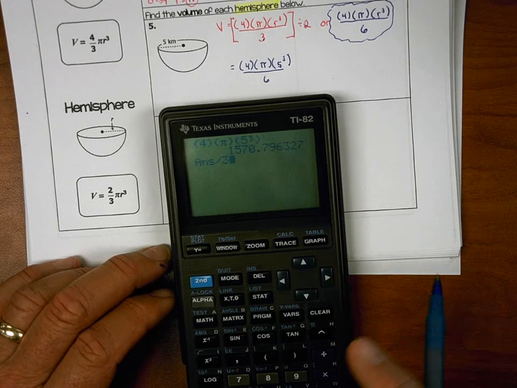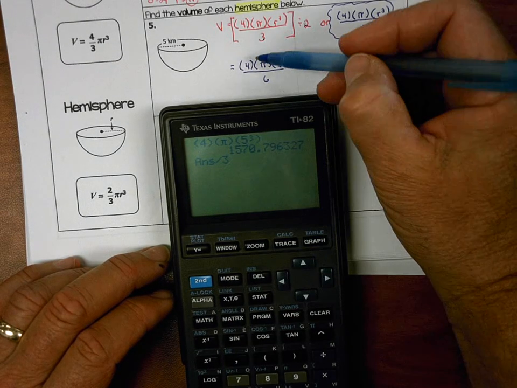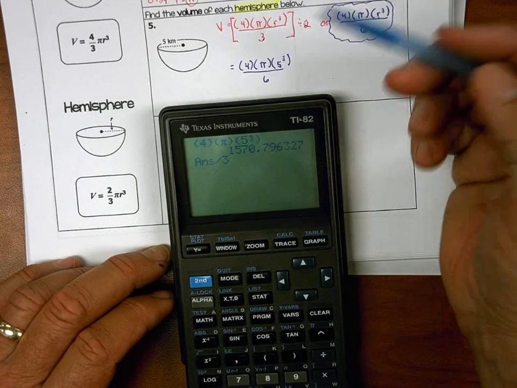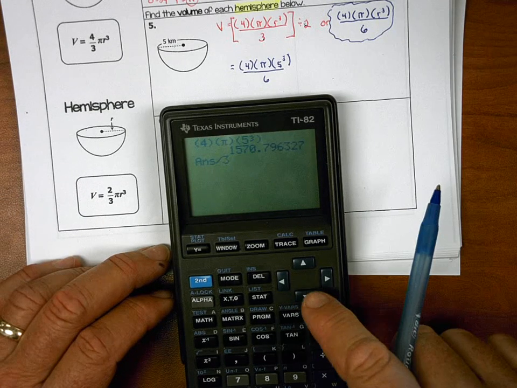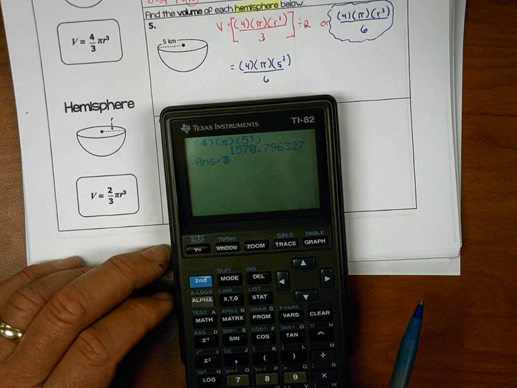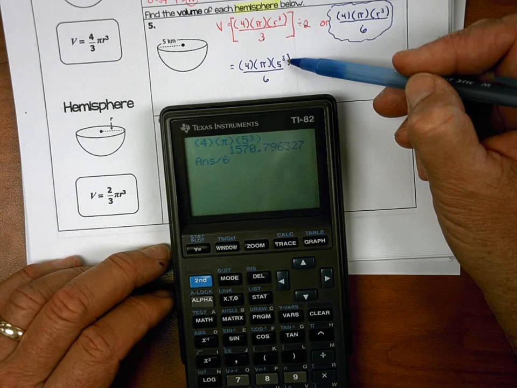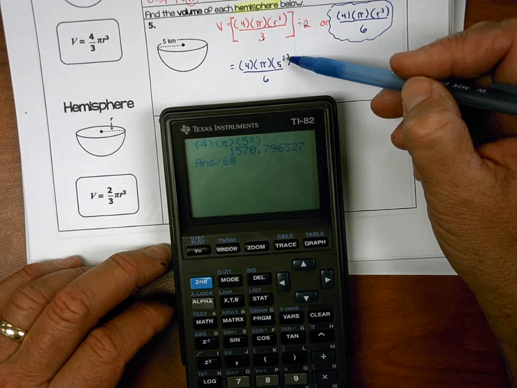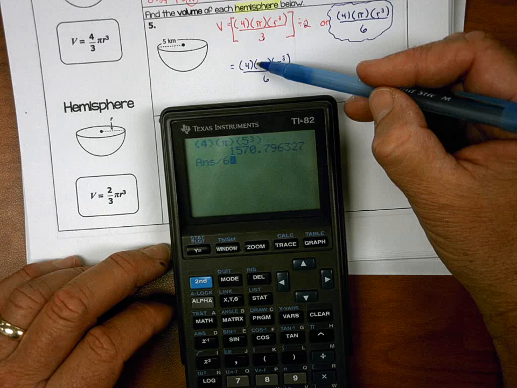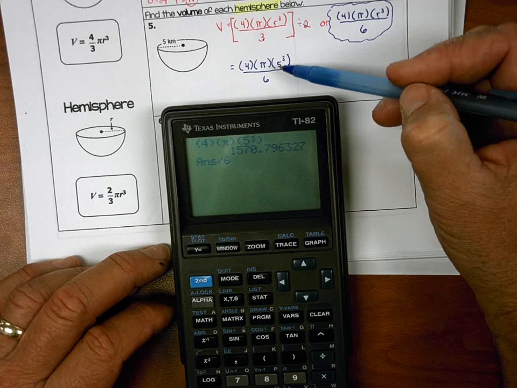The reason why I see what the whole numerator value equals before I divide is I've just learned over the years, and hopefully you caught the mistake I made. I'm going to divide by 6, but I've just learned over the years that depending on which calculator you're using, it's just safer to see what the whole numerator value equals and then divide it out.